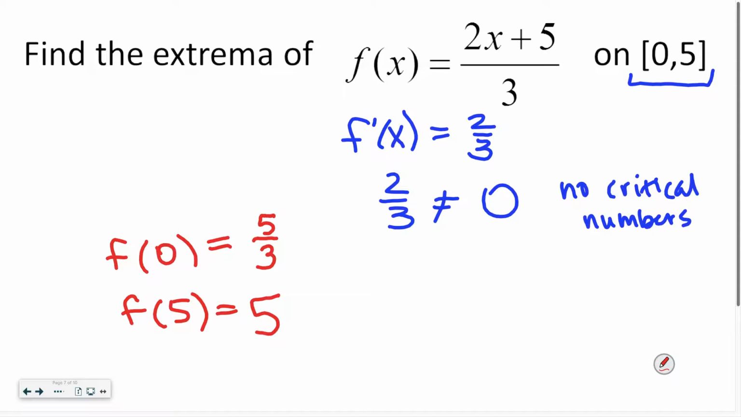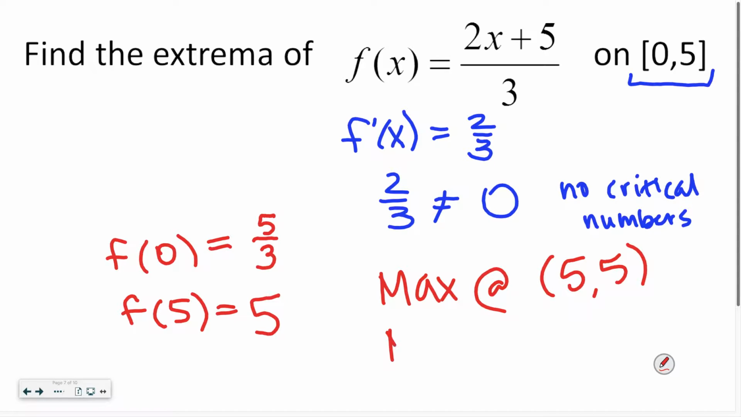Just okay, so we have an absolute max at the coordinate 5, 5. And we have an absolute minimum at the coordinate 0, 5 thirds. 5 is bigger than 5 thirds. That's how we made that decision.